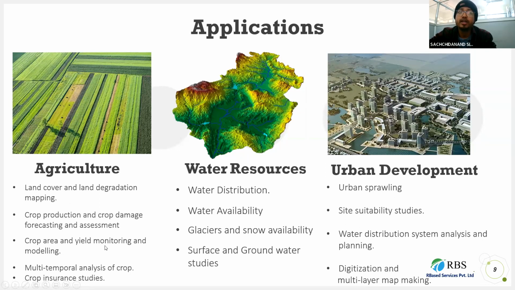Then crop area and yield monitoring means how much area you have sown the crops, how much yield it is giving. All this information could be analyzed from the satellite imagery itself. Then you can do some multi-temporal analysis.